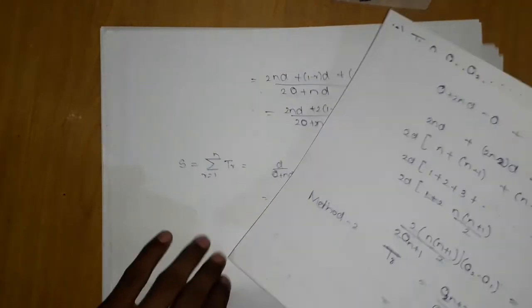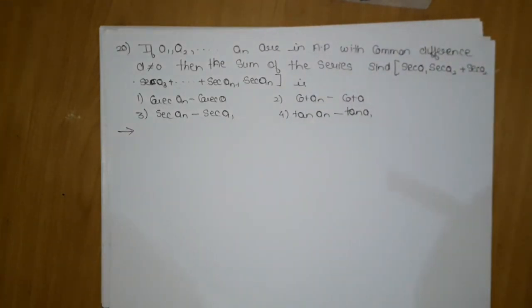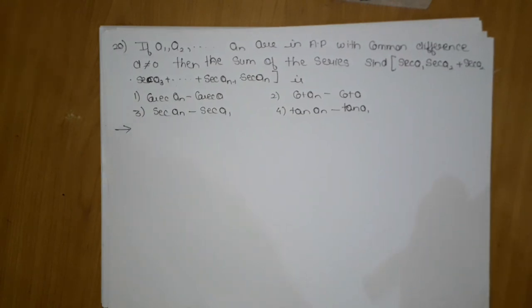Now we will move to the last problem, okay, of problem solving course 1. The last problem of this problem solving course lecture is as follows. If a1, a2 and so on till an are in AP with common difference d not equal to 0, then find the sum of the series sin d into sec a1 into sec a2, plus sec a2 into sec a3, and so on till sec an minus 1 into sec an.